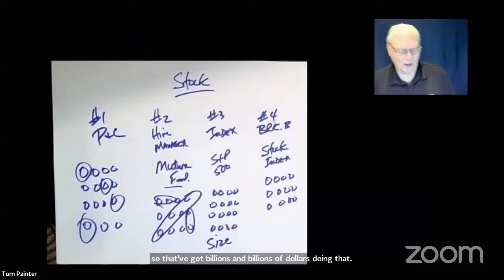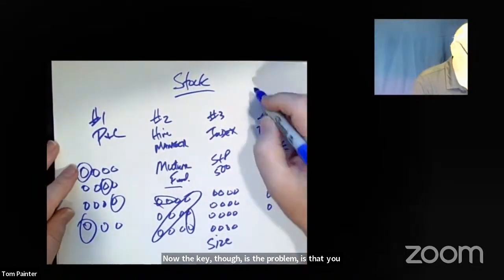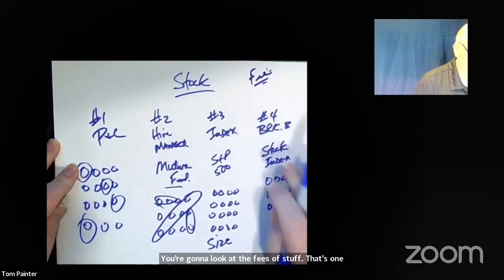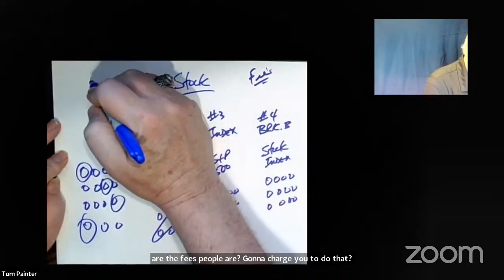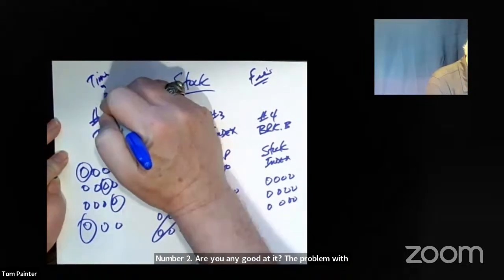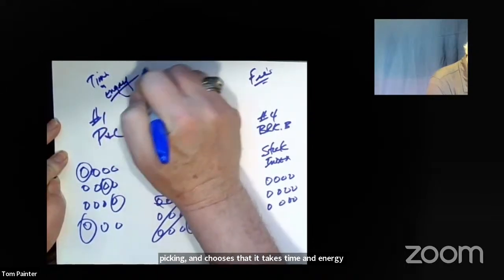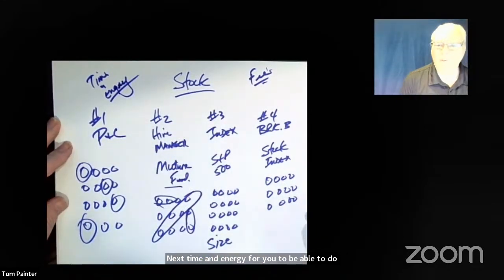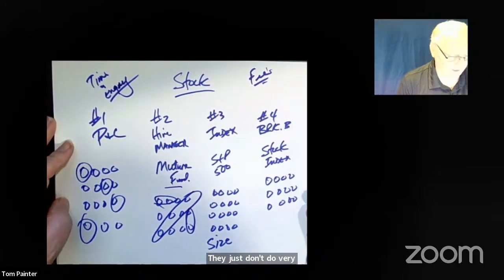Now, the key, though, and the problem is that you look at fees. You're going to look at the fees of stuff. That's one thing. What are the fees people are going to charge you to do that? And number 2, are you any good at it? The problem with picking and choosing is that it takes time and energy. It takes time and energy for you to be able to do that. Most people don't do very well when they pick and choose. They just don't do very well. Me included. And I've lost a fortune picking and choosing.